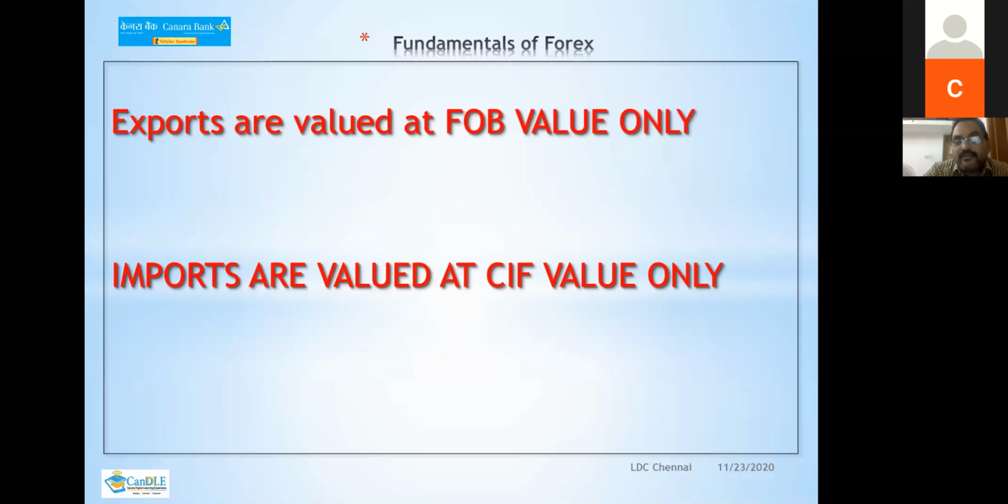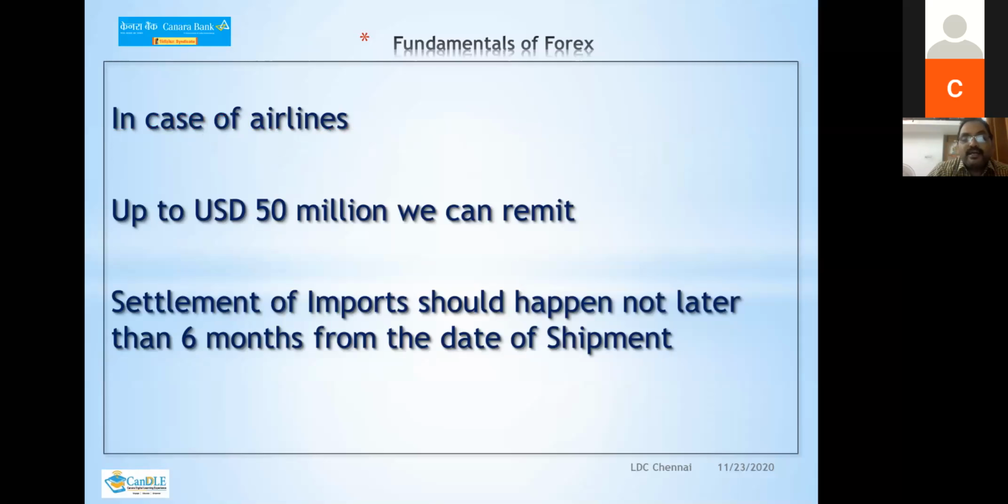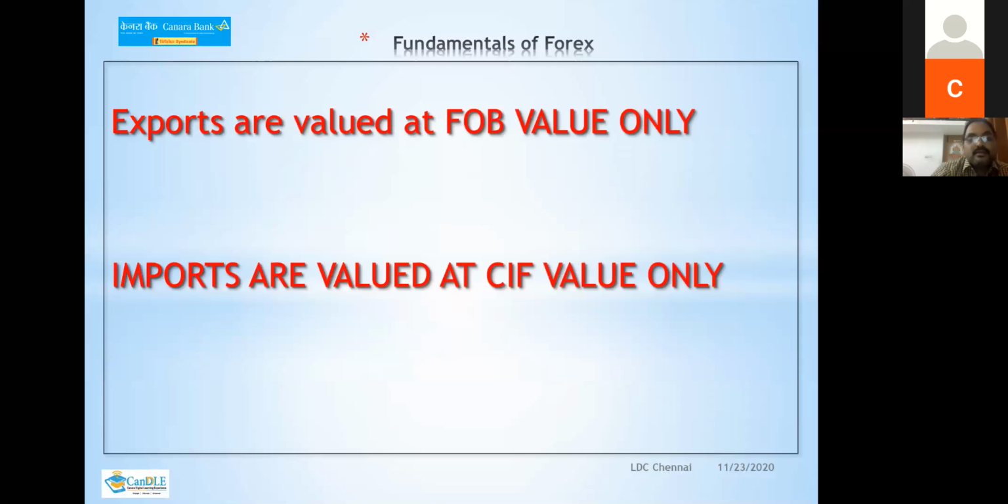Always exports are valued at FOB value only. What is FOB value? I told you it is free on board. Exports for incentive purposes, customs duty purposes, all these purposes, you can value only at FOB. That means free on board. We should not consider any other charges, insurance, carriage, because the free on board value is the only value India is receiving.